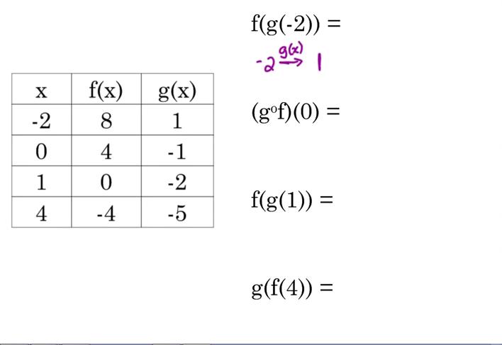Now we're taking that answer and we're plugging it into f of x. You start on the inside of your parentheses and work your way out. So -2 went into g. We got our answer. We take that answer, we plug it into f of x. So what is f of 1? 0. Okay, just straight from the table. We go to x equals 1. F of x is the middle column, so that value is 0. So f of g of -2 is equal to 0.